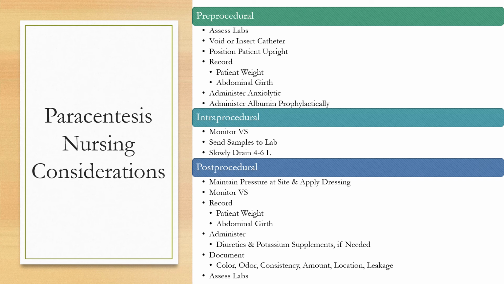We're going to get them to empty their bladder completely. If they have a catheter in, well, it's already empty since the catheter is draining the urine. We typically sit the patient upright as opposed to lying flat, since it's really difficult when they're lying flat because they're so short of breath. Recording the weight, abdominal girth.